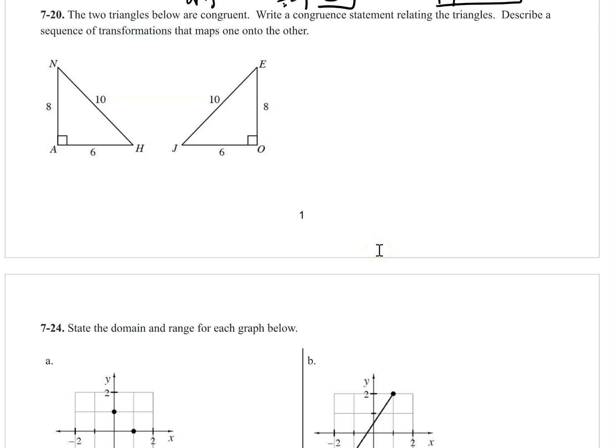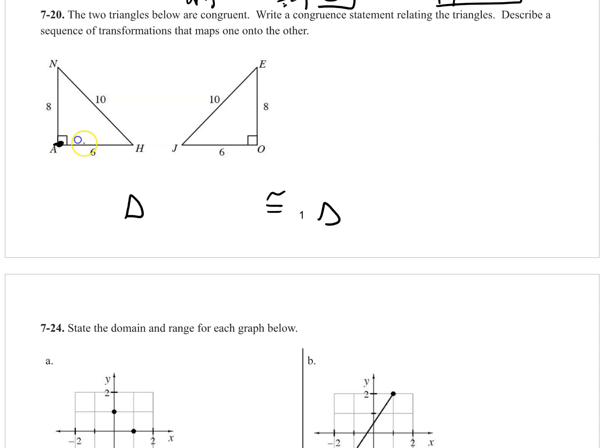7-20. The two triangles below are congruent. Write a congruent statement relating the triangles. Then, describe a sequence of transformations that maps one onto the other. Okay. So, since they are congruent, we need to write a congruent statement. Triangle something is congruent to triangle something else.